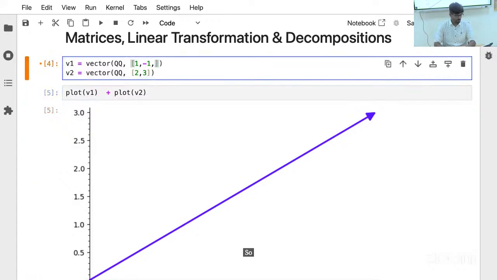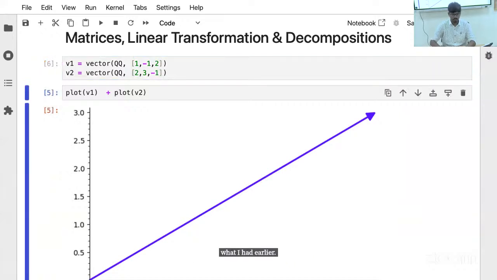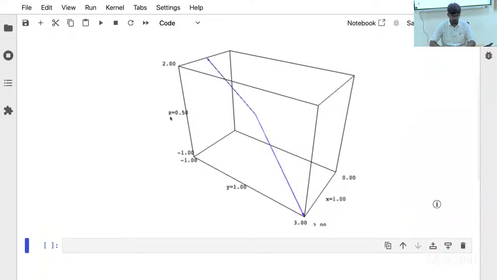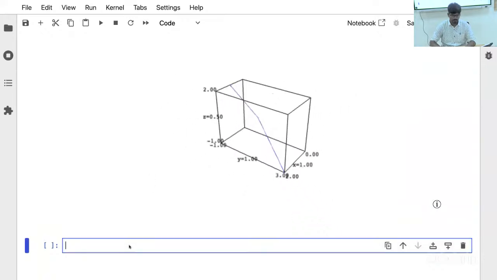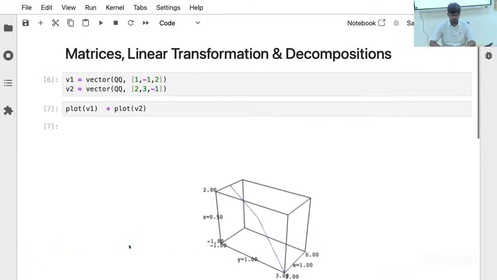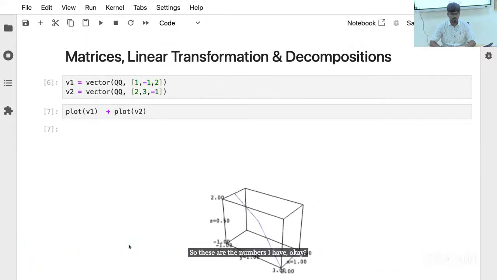So I'm going to retain those numbers that I had earlier. These are the numbers I have, for your information. V1 is 1, -1, 2, V2 is 2, 3, -1. So if you're okay. Origin is 0, 0, 0. Because the graph is like this.